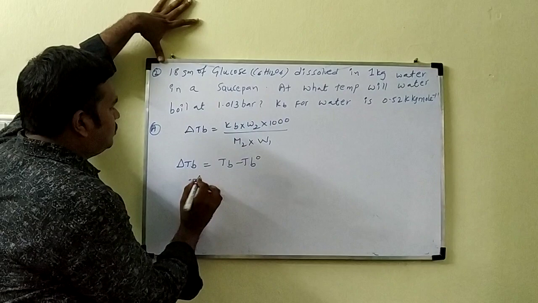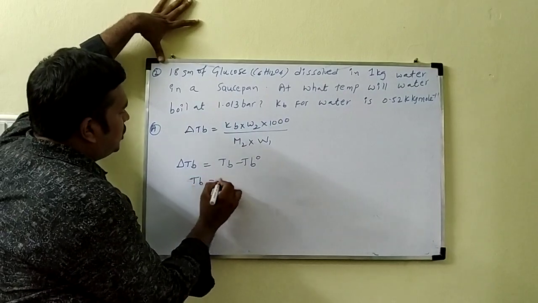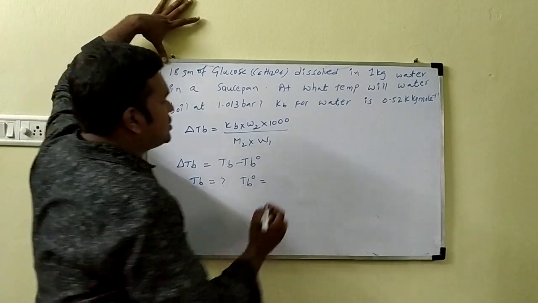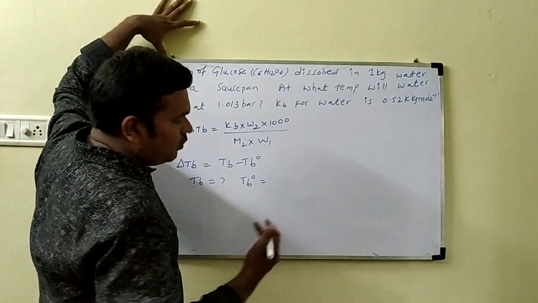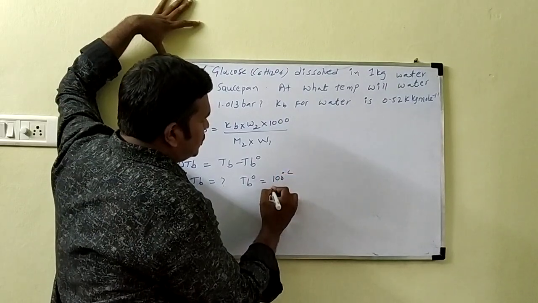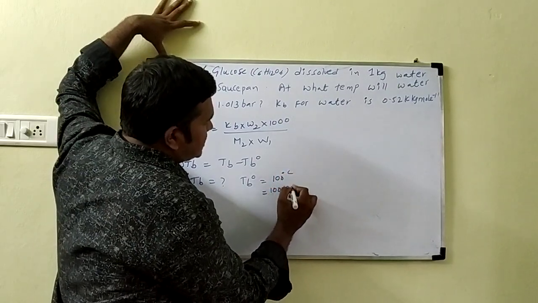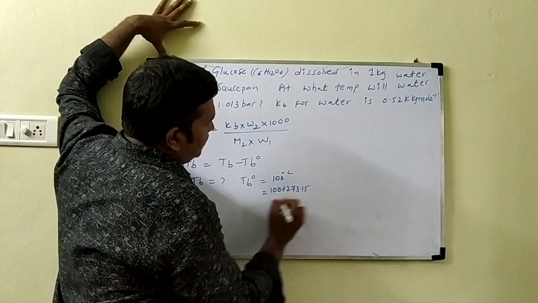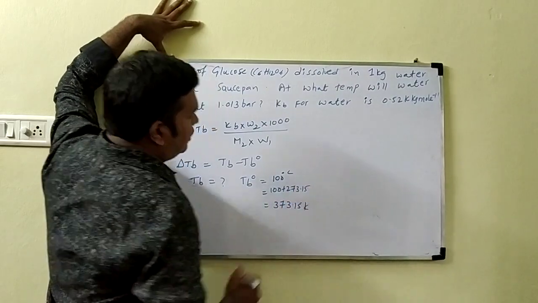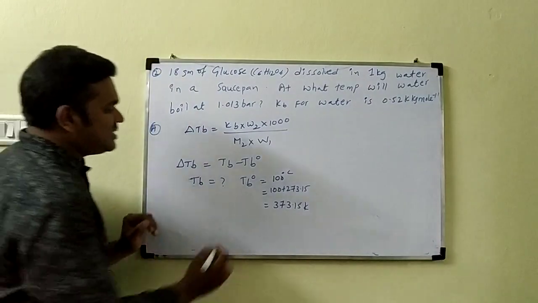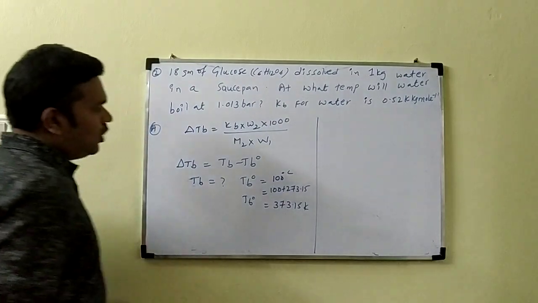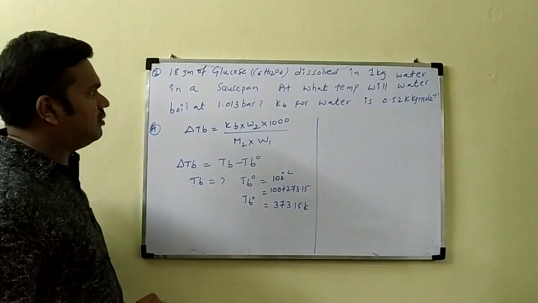What do we want to find out here? We want to find out TB. What is TB naught? TB naught means the boiling point of the water. The boiling point of water is 100 degrees Celsius. So we will write 100 plus 273.15, that is 373.15 Kelvin. This is TB naught only.